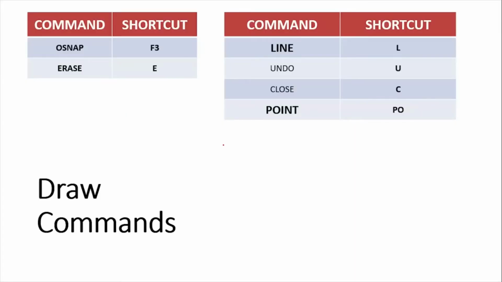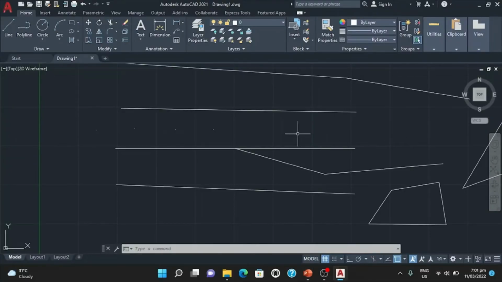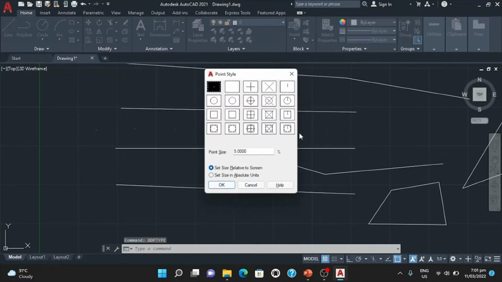Okay. So the next command regarding the point is DDPTYPE. So we have here the point style of the points created a while ago. With the command DDPTYPE, we could select any sample of styles for our point by typing DDPTYPE in AutoCAD. So let's start by typing DDPTYPE. Okay, press enter and a dialog box will show. So we have here the point style.